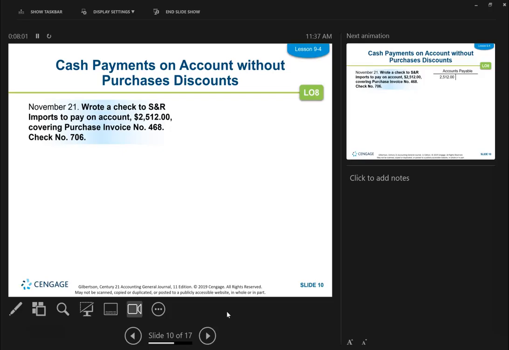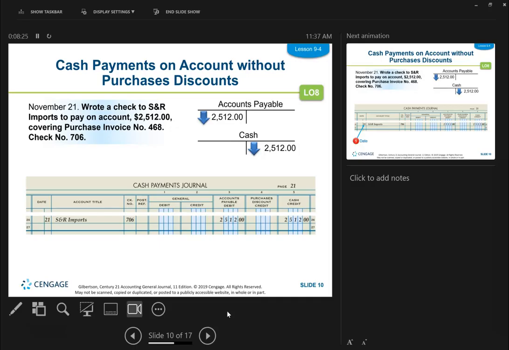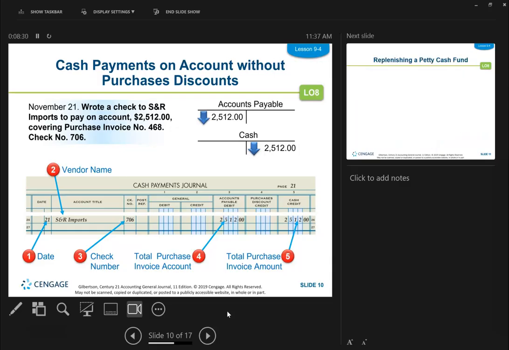Let's do another. We wrote a check to SNR Imports to pay on account $2,512, covering purchase invoice 468 using check number 706. So here the accounts payable decreases, we're debiting that account because we're reducing the amount we owe. Cash is credited because that cash is leaving our pocket. No discount gets applied, so it's just straight across. Everybody feel okay there?